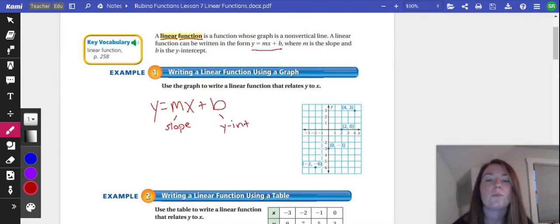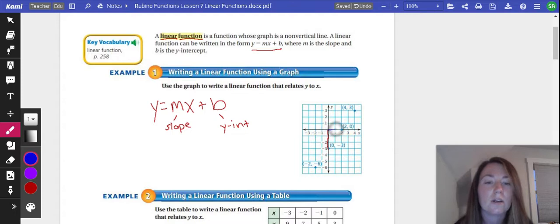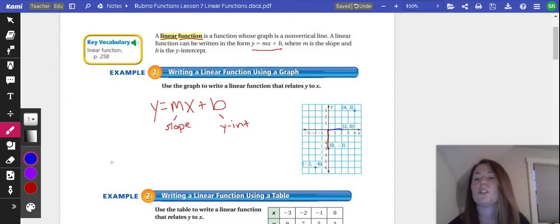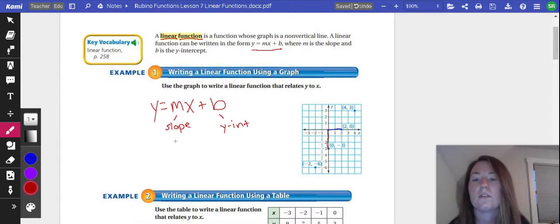Now to find slope, there's a couple of different ways I can go about this. I can make a slope triangle between 2 points, or I could make a table of values, or I can use my slope formula. So I'm going to make a slope triangle for this example. You can see that we are going up 1, 2, 3. That is my change in y, and we are going over 2. That is my change in x. So slope for this would be 3 over 2.